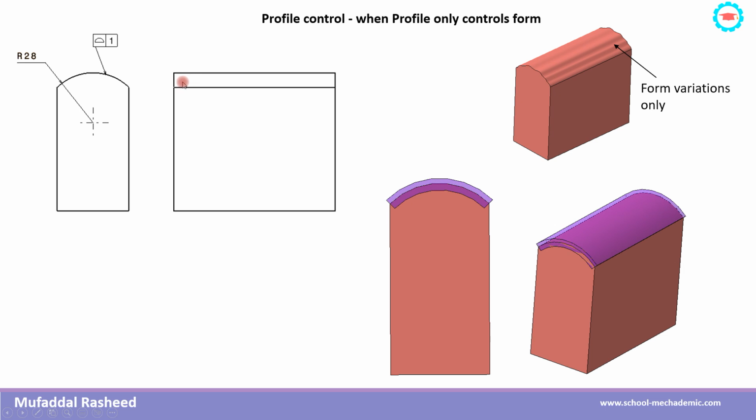So if you want to control the orientation of the top surface with respect to this baseline, which is this base surface, so that we don't want it to go inclined like this, this control does not account for that. It only accounts for the form variations as shown. It should not be wavy within a tolerance zone of 1, but it can be inclined like this, or it can be positioned over here also. So this surface can also be positioned over here, and it would not violate this profile control.